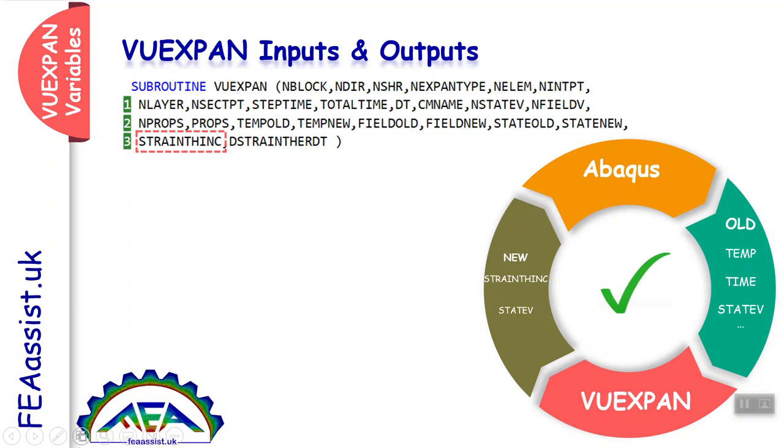subroutines. For example, I explain one of the variables here, the thermal strain increment: delta L per L0 is equal to the thermal expansion coefficient multiplied by delta T. So this thermal strain needs to be written and defined in the VUEXPAN subroutine.